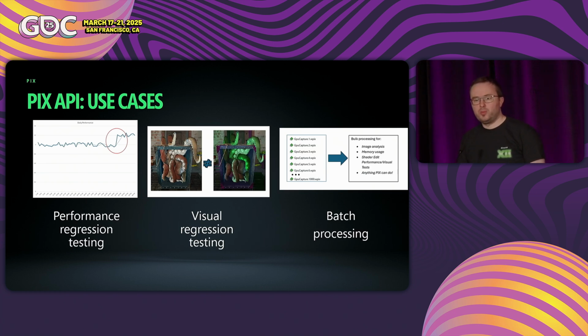You might have a library of 10, 20, 1,000, 10,000 PIX captures, but today you would need a human in the loop to go and open up PIX, open up every single one of these PIX captures, play them one at a time, capture all the information. But so simply having an API will speed up the batch processing of PIX captures.